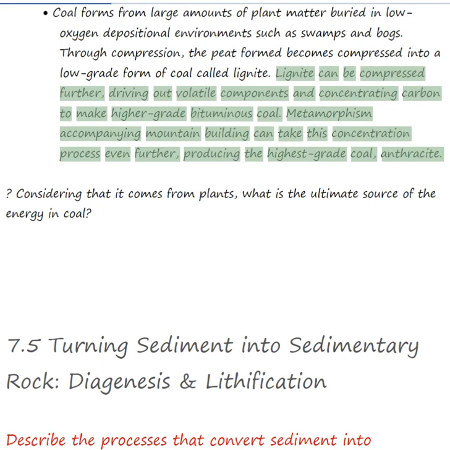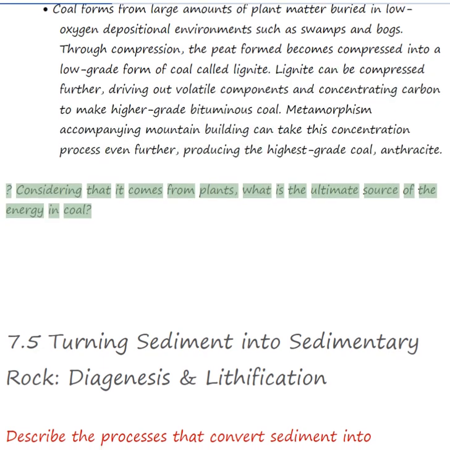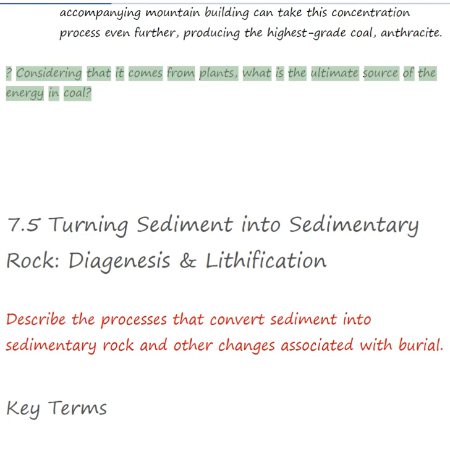Lignite can be compressed further, driving out volatile components and concentrating carbon to make higher-grade bituminous coal. Metamorphism accompanying mountain building can take this concentration process even further, producing the highest grade coal, anthracite. Considering that it comes from plants, what is the ultimate source of the energy in coal?